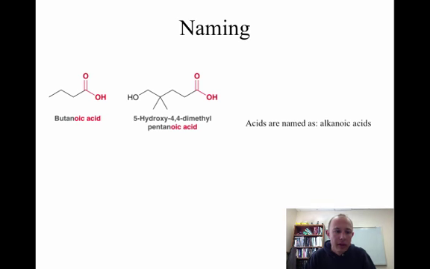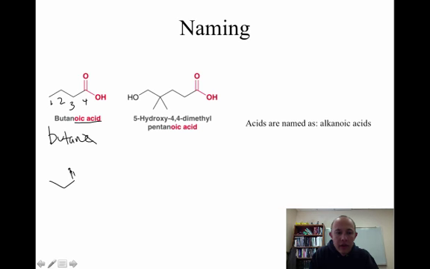Naming these things is relatively straightforward. Instead of an alkane, like butane, we drop the E and add an oic acid. So a 4-carbon carboxylic acid is called butanoic acid, or we can have propanoic acid, pentanoic acid, octanoic acid, etc. Just know that carboxylic acids are named as alkanoic acids.